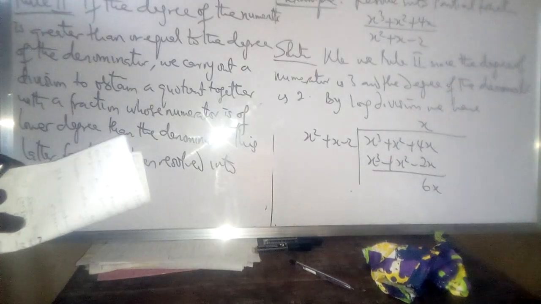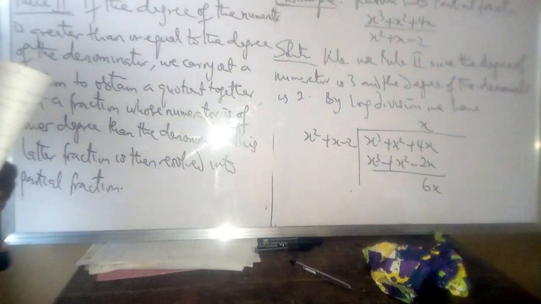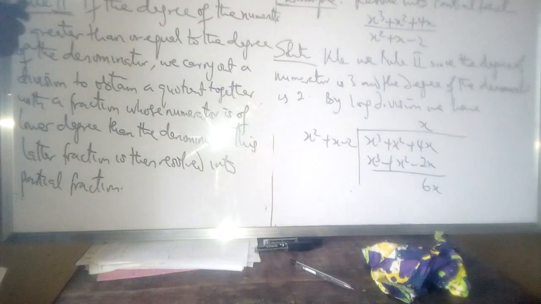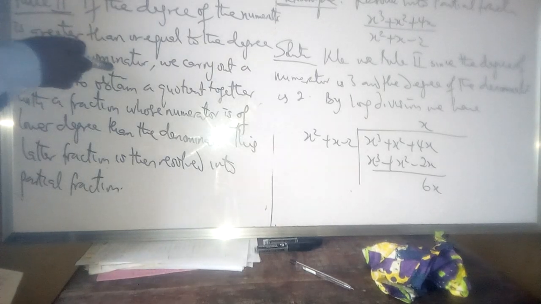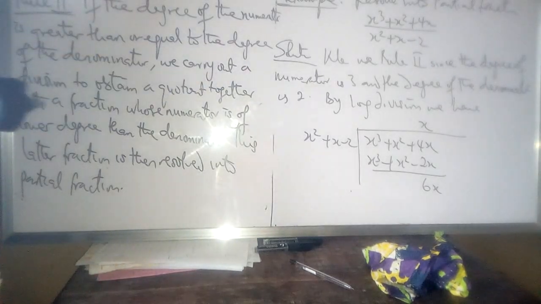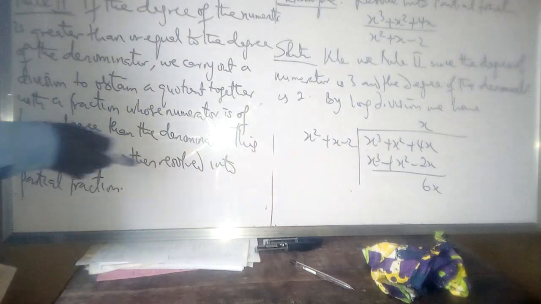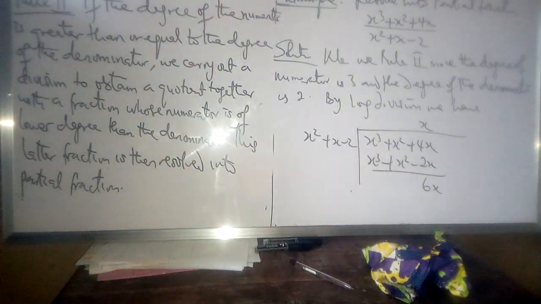In this video, we shall discuss Rule 2 of partial fractions and give an example. In Rule 2, if the degree of the numerator is greater than or equal to the degree of the denominator, we carry out a division to obtain a quotient together with a fraction whose numerator is of lower degree than the denominator. This latter fraction is then resolved into partial fractions.